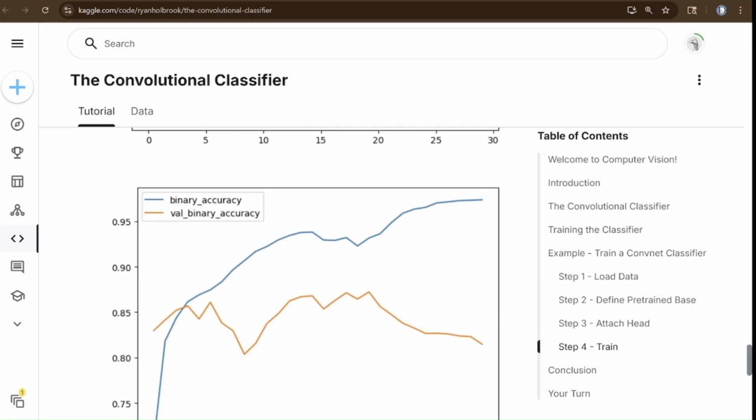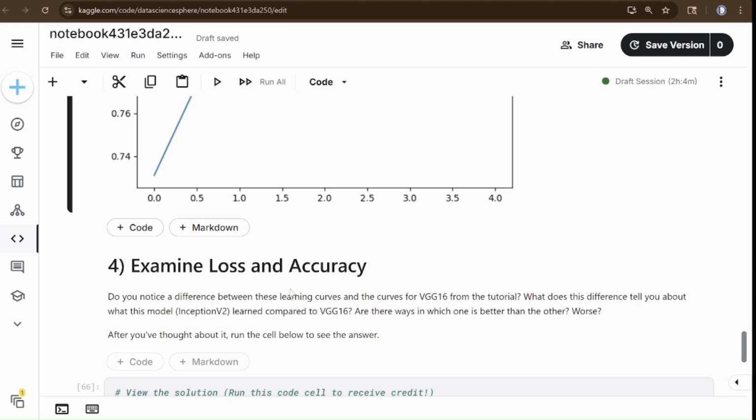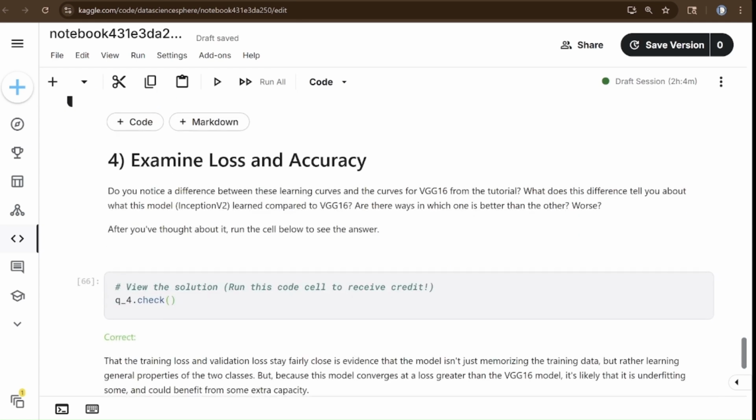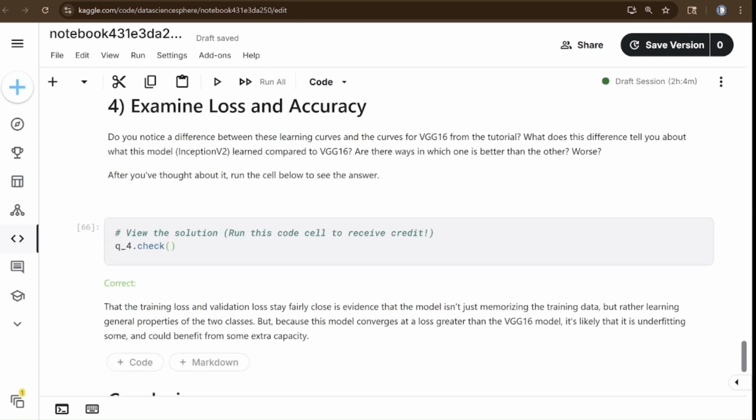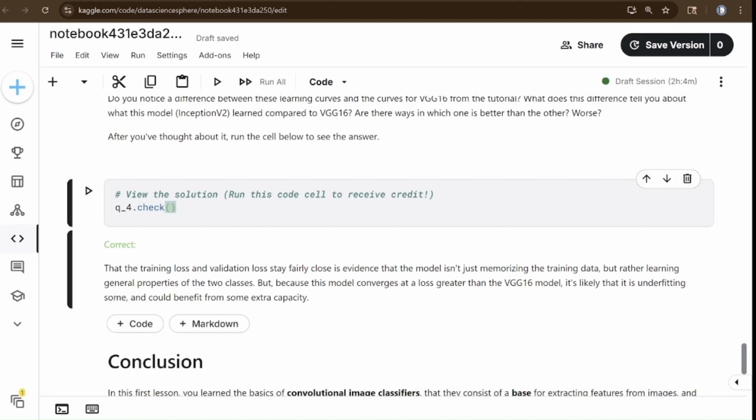So this one used the VGG16 model and this one is the Inception V1 model. Now they want to know which one is better, which one is yours. Okay, you can try to tell. See, the training loss and validation loss stay fairly close, which is evidence that the model is not just memorizing the data but rather learning.